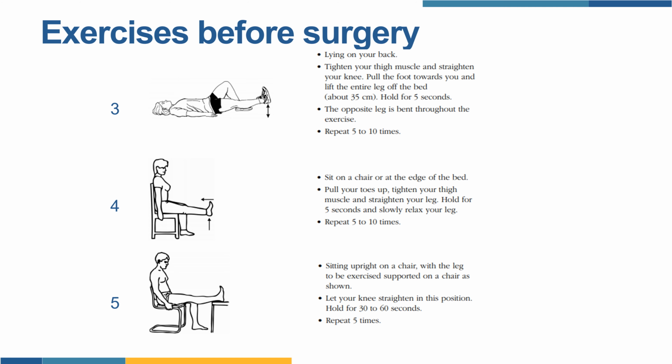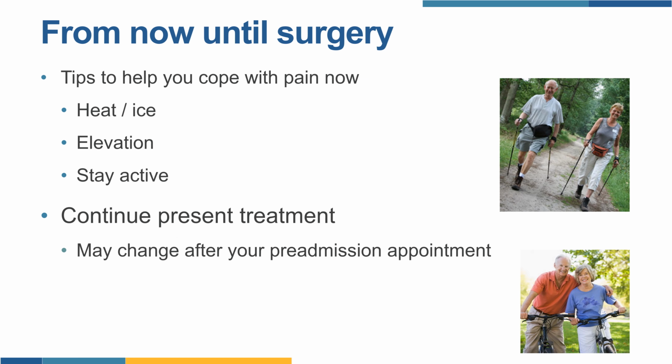Exercise 5. Sitting upright on a chair with the leg to be exercised supported on another chair, let your knees straighten in this position. Hold for 30 to 60 seconds. Repeat 5 times. From now until surgery, you can use ice or heat and elevation to manage your pain. Remember to stay active and keep moving as best you can. Continue with your present medical treatment, but this may change after your pre-admission appointment.